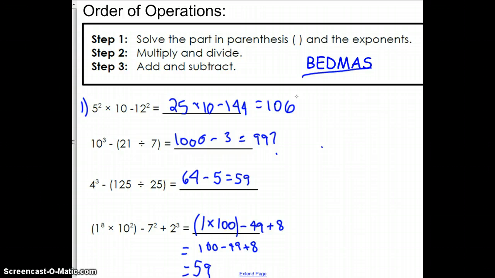Then go through the rest of the questions. When you get to the last one, you'll notice that you've got exponents inside brackets. These exponents can be done first, and then your brackets can be calculated.